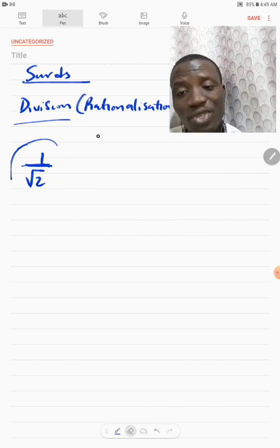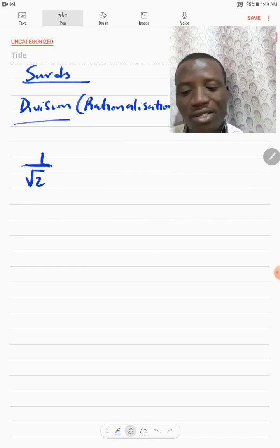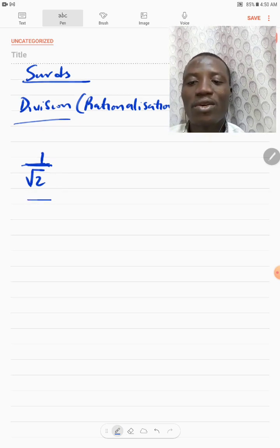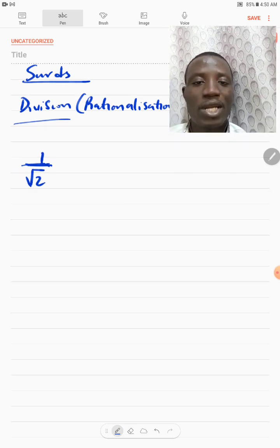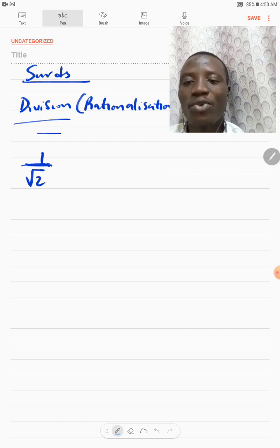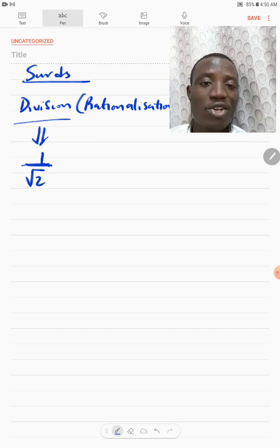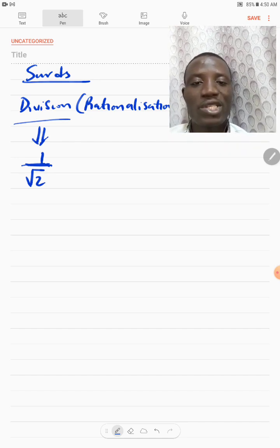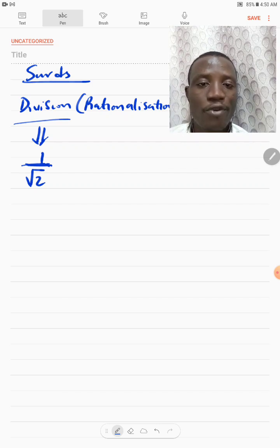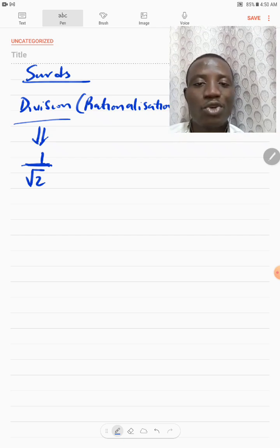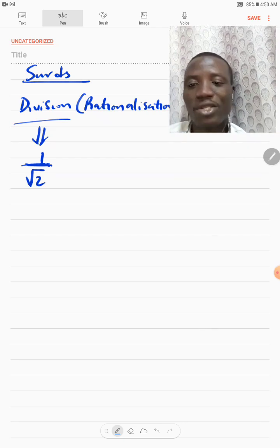Let's start with root 2. That's 1 over root 2. Let's say we were solving a question, and then we have an answer that is written like this, 1 over root 2. Because we cannot leave our answer with the denominator being in surd form or irrational form, we said that we must change the denominator to a rational number. So how do we do this?